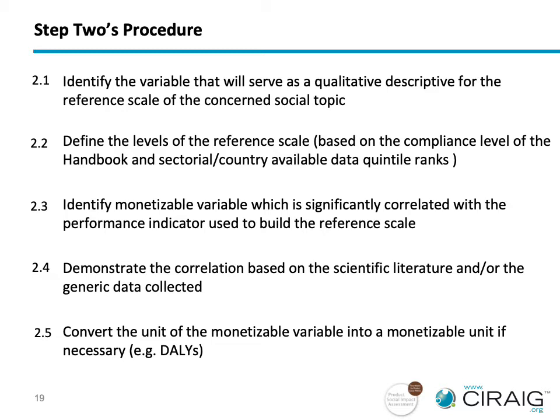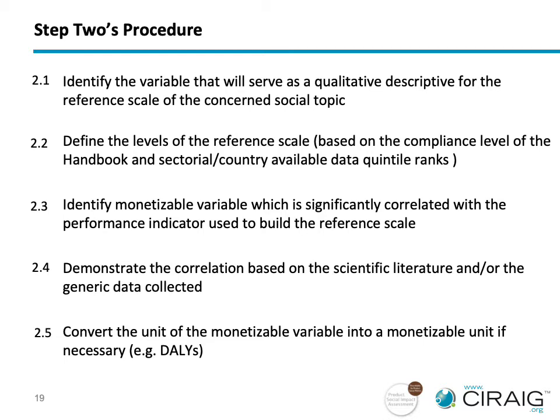The second substep is to define the level of the reference scale based on the compliance level of the handbook and sectorial country data quantile ranks. The third substep is to identify a monetizable variable which is significantly correlated with the performance indicators used to build the reference scale. You should keep in mind that it is important to select the variable for which you can assess a monetization factor or for which there is data for a burden of disease approach, for example DALY, to then be able to make the transition towards a monetary value.